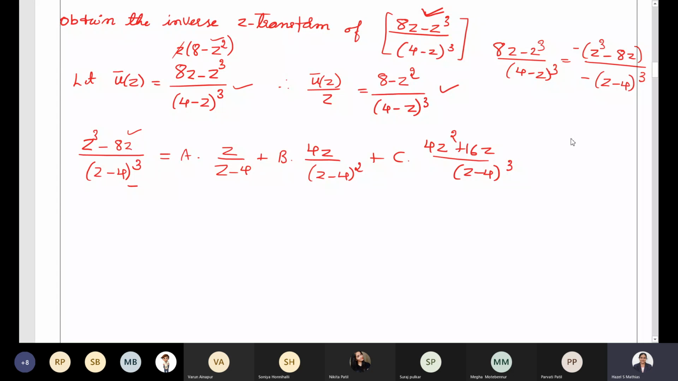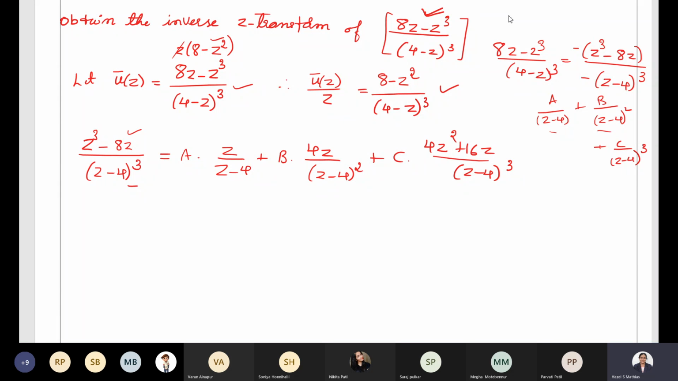When you use the method of partial fractions, what we usually do, if you have a square term, you write a divided by z minus 4 plus b divided by z minus 4 whole square. If you have cube in the denominator, you add one more term, c divided by z minus 4 whole cube. Am I correct? This is the method of partial fractions. This is how you write it. But the numerator, how can you split that numerator?